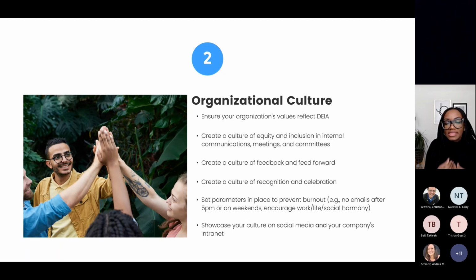If I am in the HR space and I also like to graphic design, this is a real example. I'm a creative and I love to graphic design. And so for me to have the opportunity to be on a committee, if the marketing team is doing something that's extremely important for total employee experience. Also, creating a culture of feedback and feed forward.